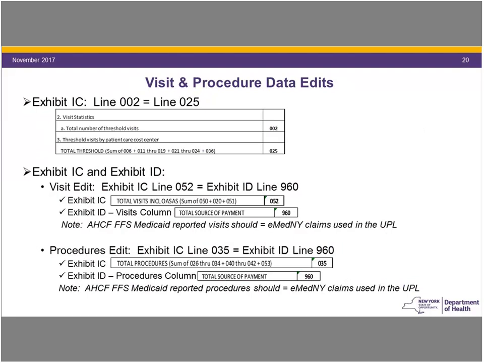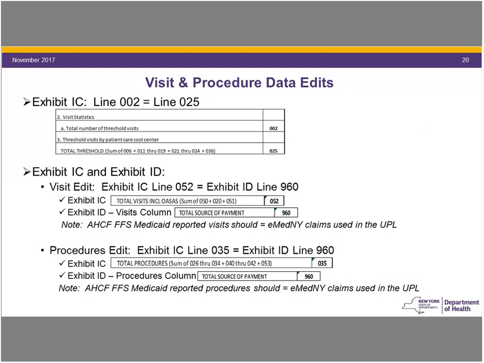When it comes to the data edits, we referenced them on the other screens, but this is what you're actually doing with those data edits. On 1C, on line 2A, you actually manually type in the number of threshold visits. But then for line 25, it's going to sum up all the patient care. So the number you put in 2A, you've now split between all the patient care centers. So we have an edit in the software that just makes sure that those two numbers are in agreement.